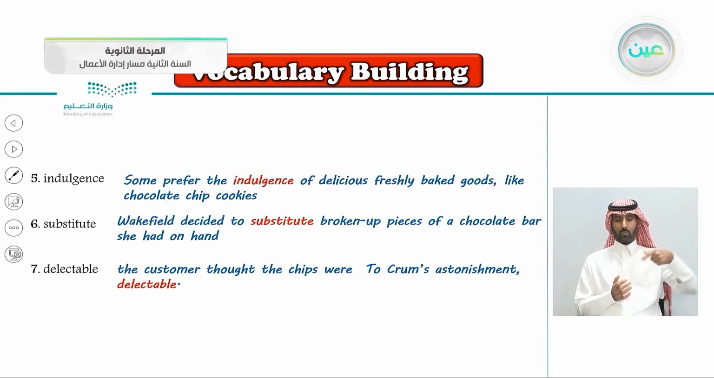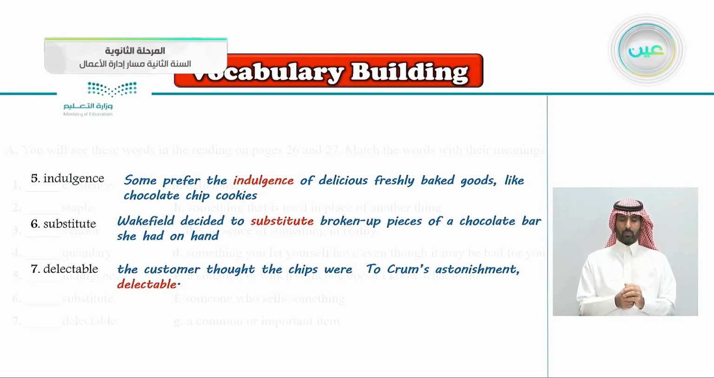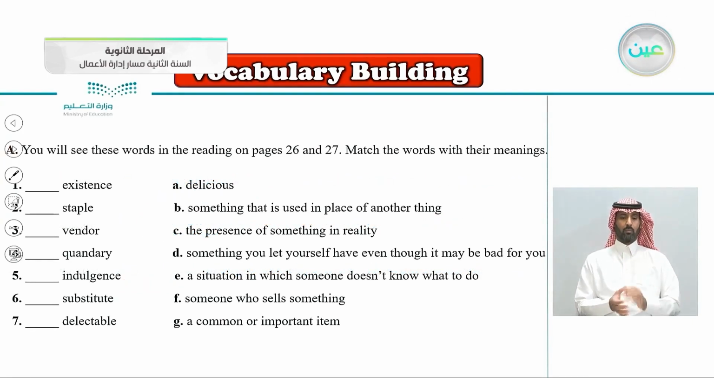Continuing here with number 5, indulgence: "Some prefer the indulgence of delicious, freshly baked goods like chocolate chip cookies." Substitute, here, number 6: "Wakefield decided to substitute broken up pieces of chocolate bar she had on hand." And the word delectable: "The customer thought the chips were too crumbs. Astonishment, delectable." So let's get back to our exercise here.